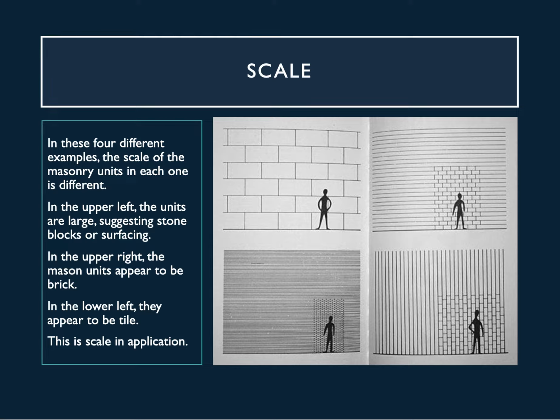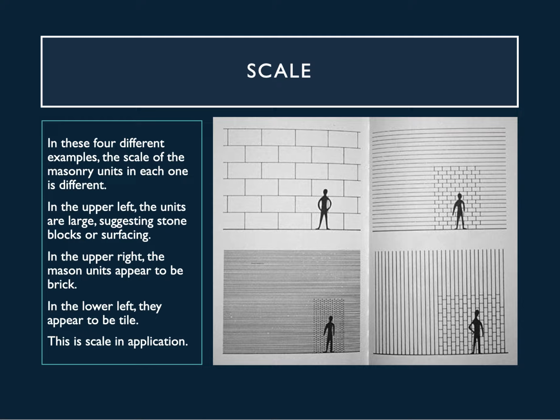And so in these four different examples, the scale of the block is different. In the first one, it suggests stone or block. In the right one, it appears to be brick. In the lower left, it appears to be tile, right? And so this is how scale changes.